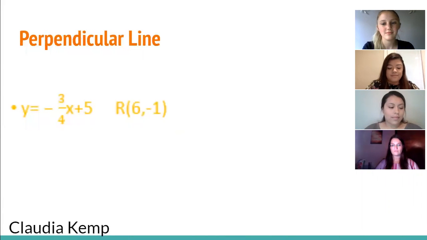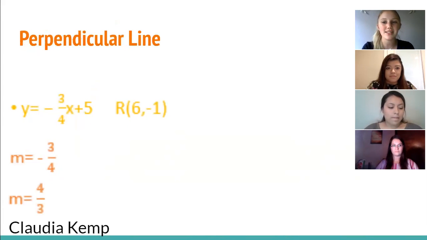Claudia, how would you find the perpendicular line through the equation? Excellent question, Jessica. First, we must locate the slope of the line, which is directly in front of the x in the equation. The slope, therefore, is -3/4. When finding the perpendicular line, the slope is the negative reciprocal of the original slope. But isn't the slope already negative? Yes, CC, it is. Since the original slope is already negative, the negative reciprocal would be +4/3.